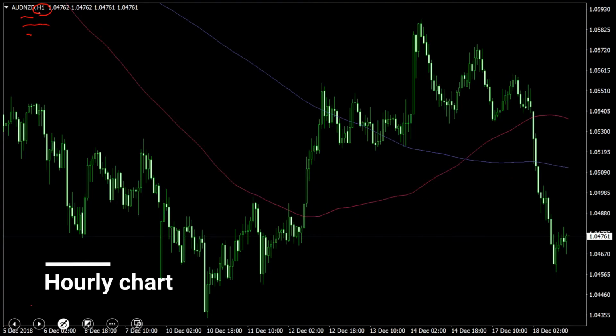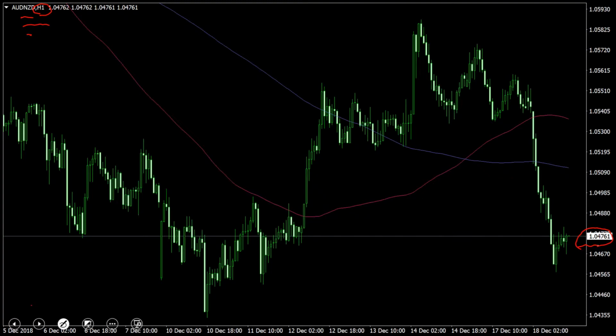So currently the price stands at about 1.0476. This is the current price, almost at this area. And what we're going to look at is the price structure or the price pattern over here.